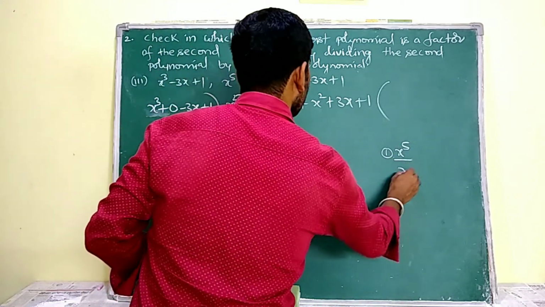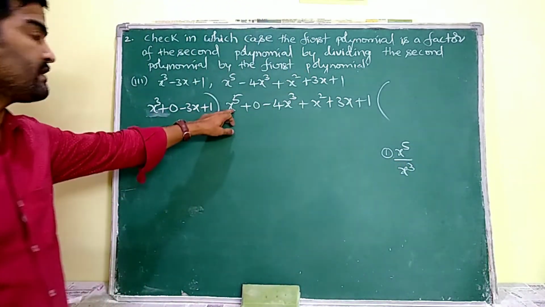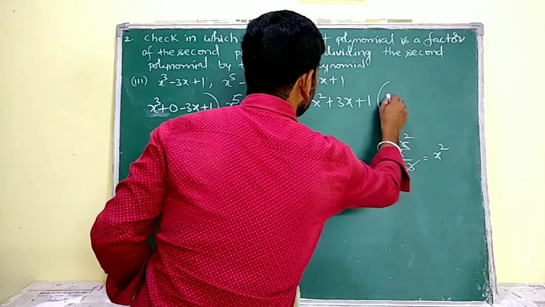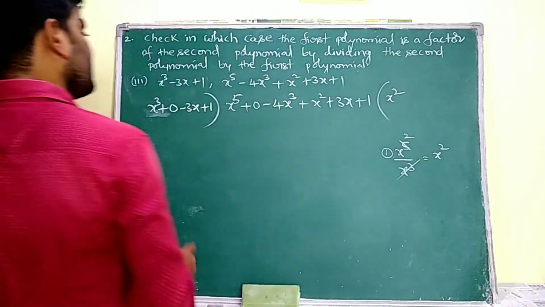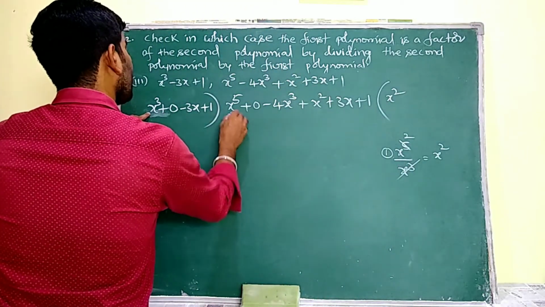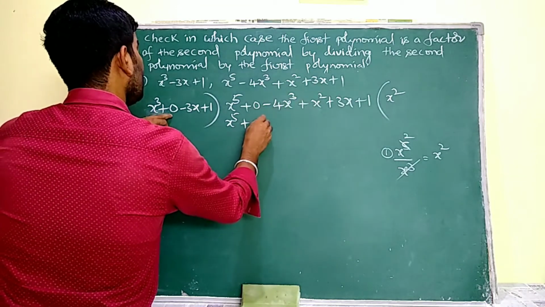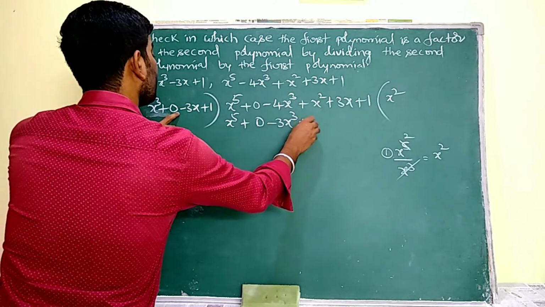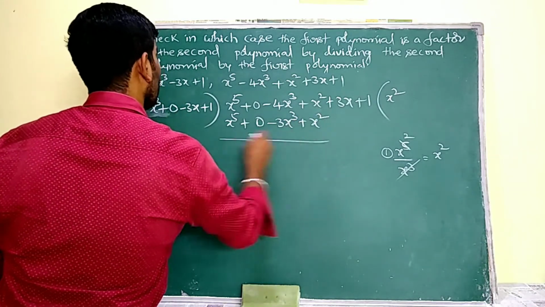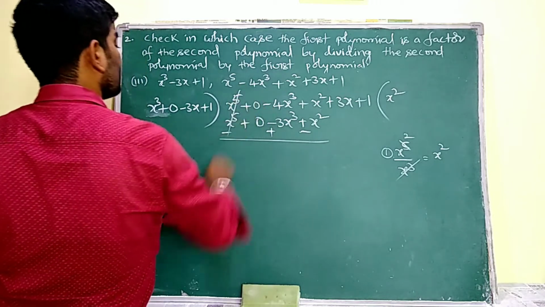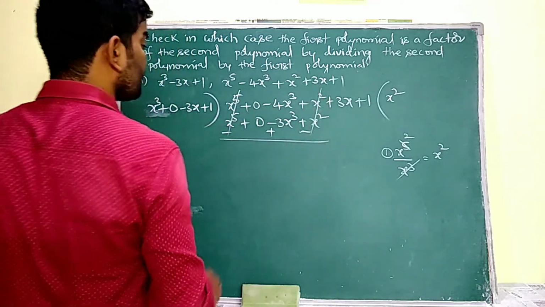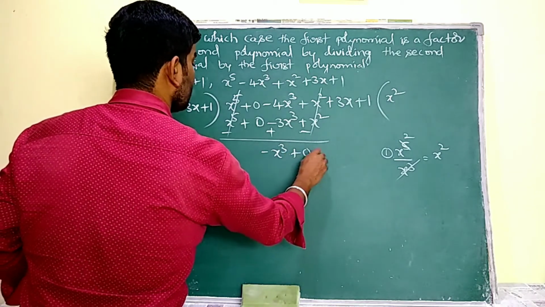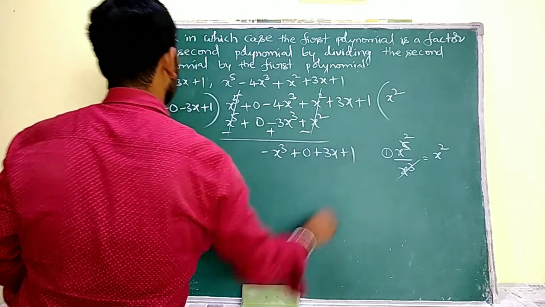Now, to obtain the first term of the quotient, I have to divide the first term of the dividend with the first term of the divisor. The first term of the dividend is x power of 5 and the first term of the divisor is x cube. That is x square, my first term in the quotient. Then x square into x cube is x power of 5, x square into 0 is 0, x square into minus 3 is minus 3x cube, and x square into 1 is x square. Now I have to change the symbols. These two are going to cancel and these two are also going to cancel. So minus x cube plus 0 plus 3x plus 1 I have to write.